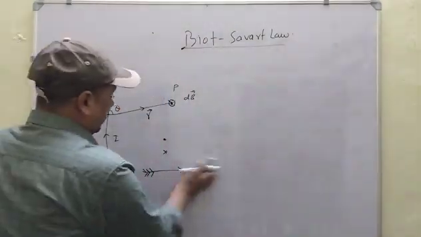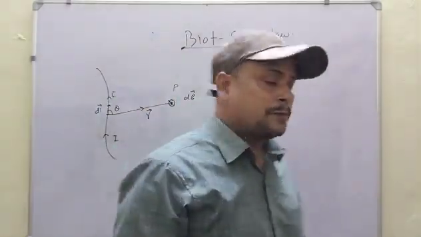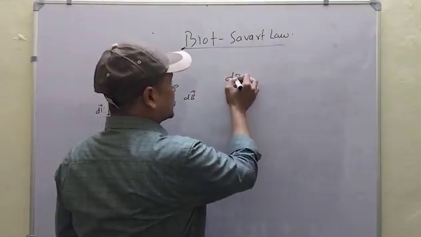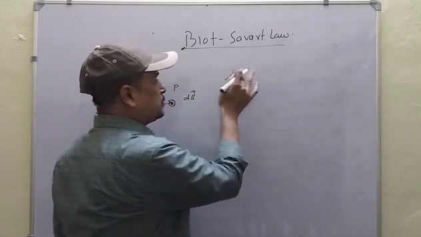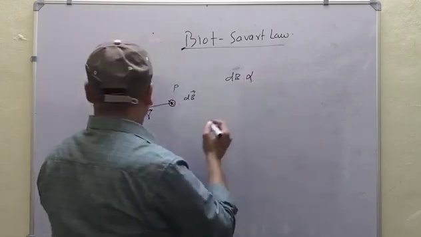So here now we are going to discuss the Biot-Savart law. According to the Biot-Savart law, the small magnetic field dB, only the magnitude we are discussing here. Okay, so this is proportional to the current.